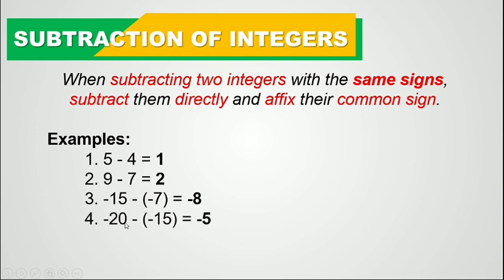How about this? Negative 20 minus negative 15. They are both negative. You subtract them. 20 minus 15 is 5. And then copy their negative sign, which is the same for both of the numbers. So negative 20 and negative 15.